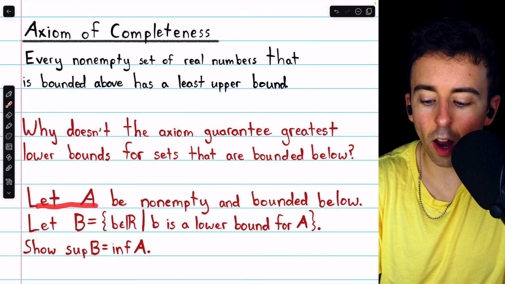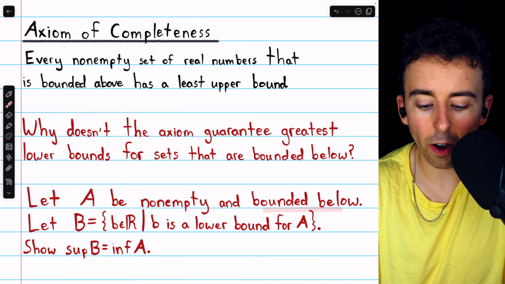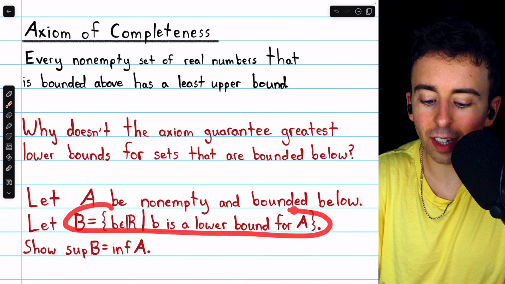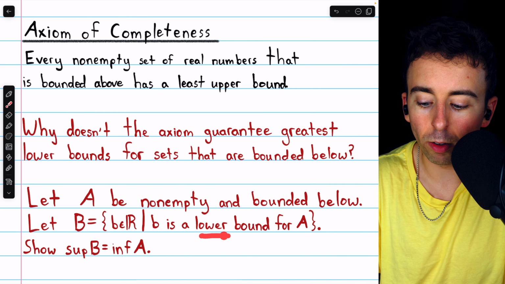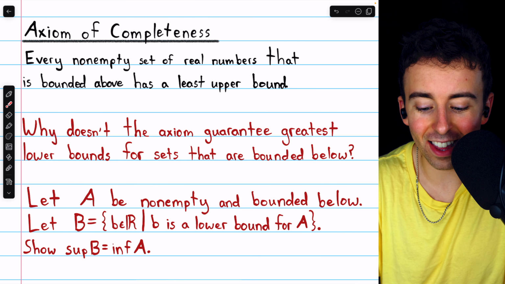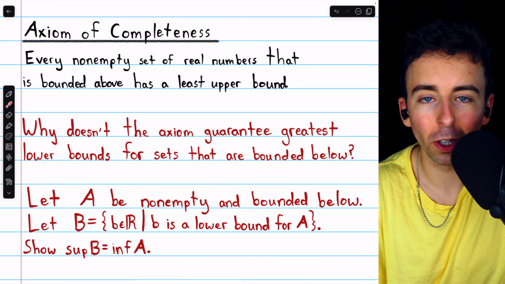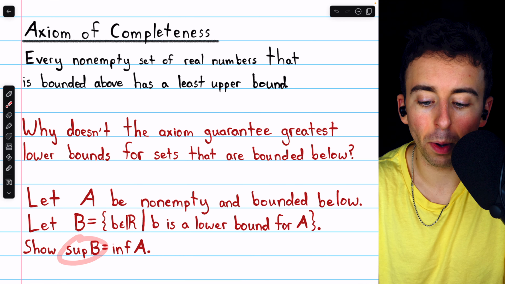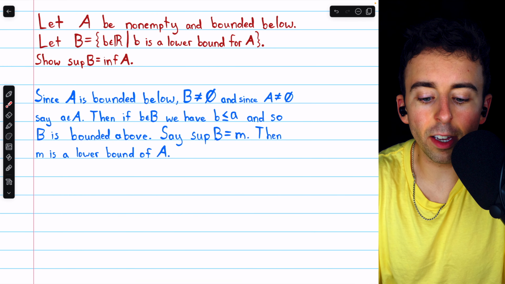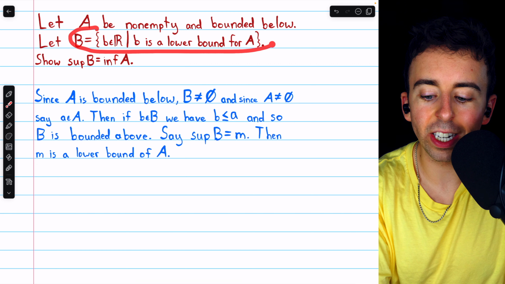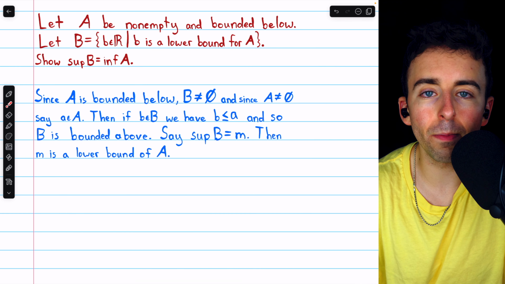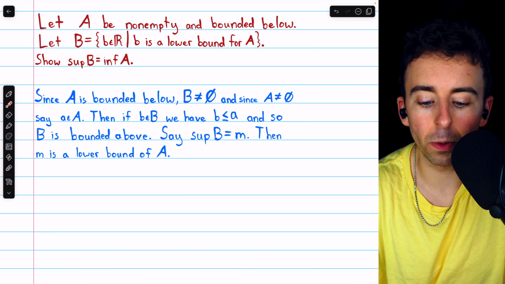So we're going to take a non-empty set A that's bounded below, and in order to show that it has an infimum, we'll construct this other set B that contains all lower bounds of A, and show the supremum of B is the infimum of A that we're looking for. This way, since we're going to talk about supremums, we'll be able to put the axiom of completeness to work. To use the axiom of completeness on this set B, we need to first show that B is non-empty and bounded above.